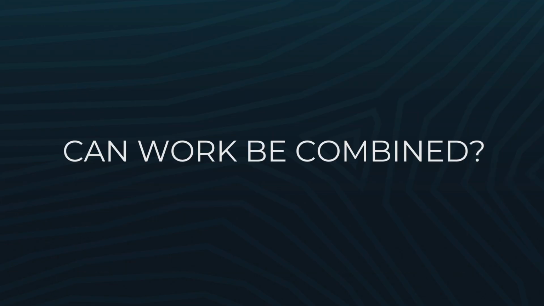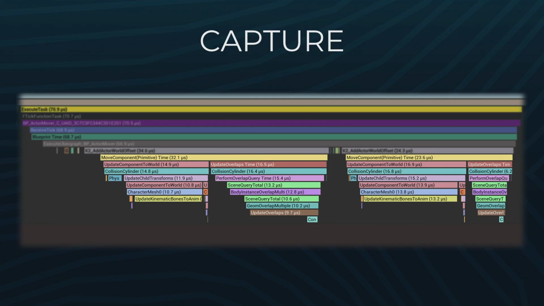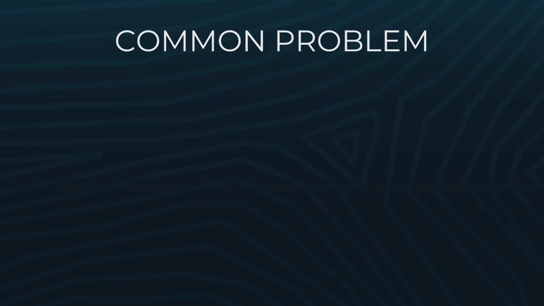The other portion is combining work. So if we look at movement here, as I mentioned earlier, movement can be quite heavy. And we've got movement twice here, where we're moving the same object twice. And that means moving all of its components and attached actors. So what would we do here?